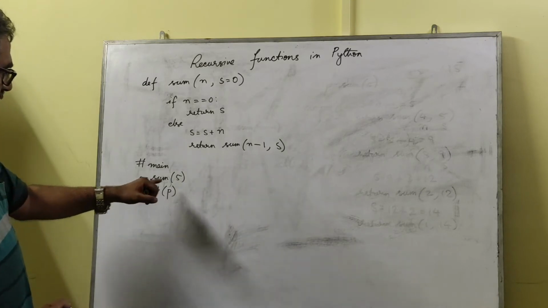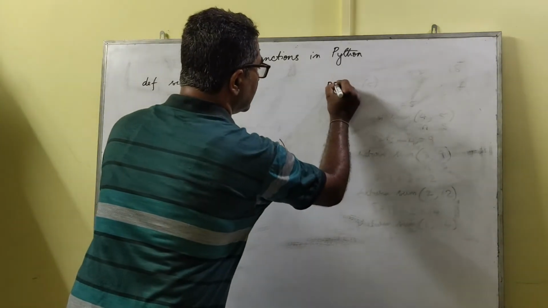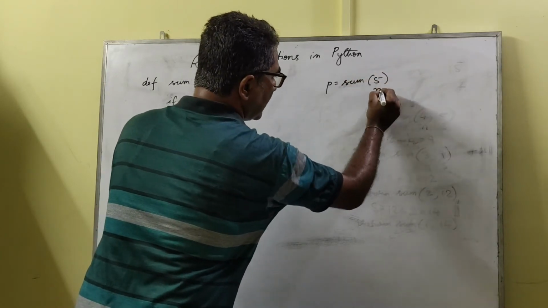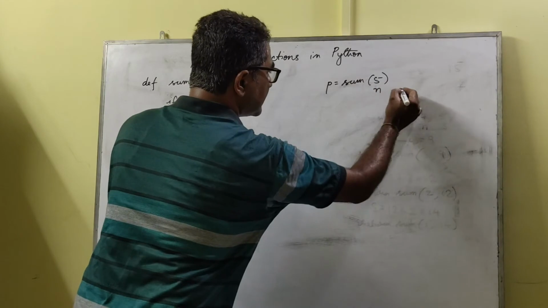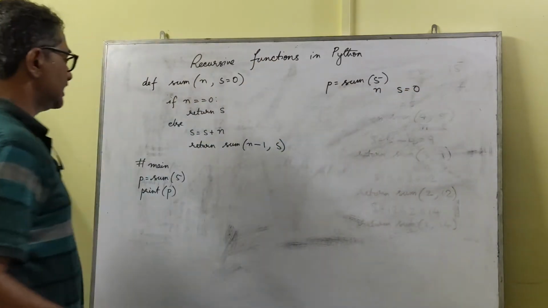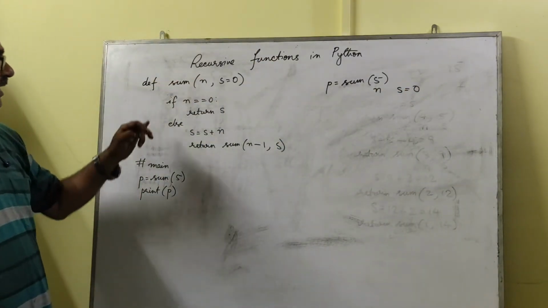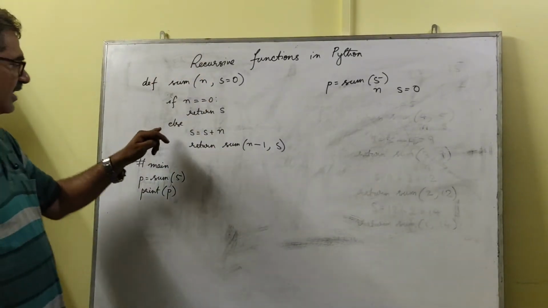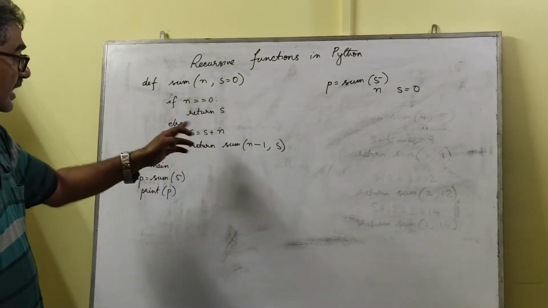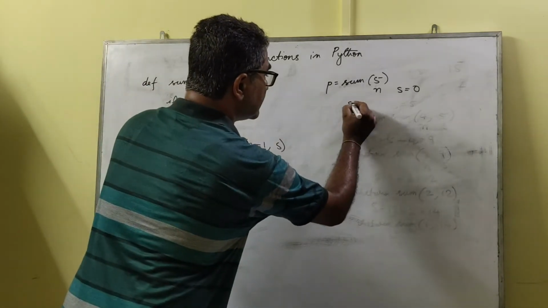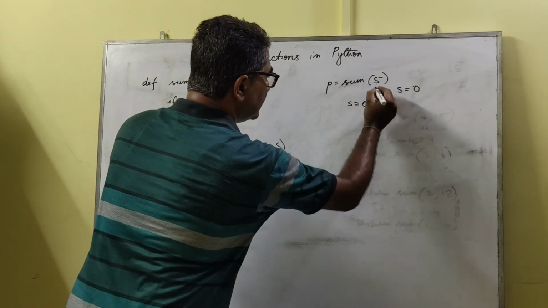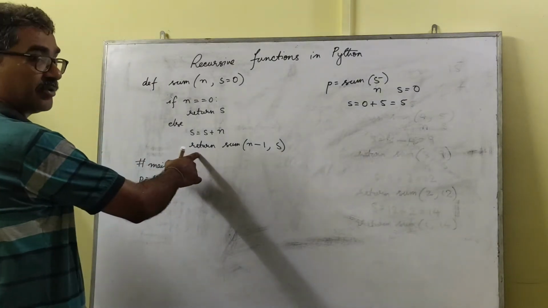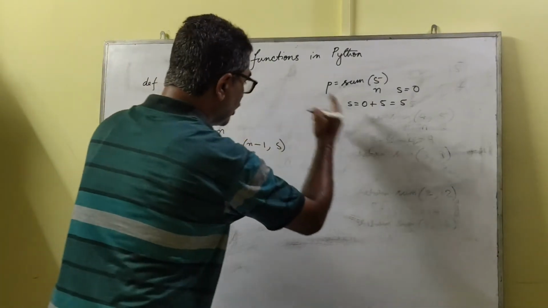So here we have p equal to sum 5. During this call, the value of n is 5, and s, since I did not pass any value, remains 0. That is the default argument. Here, what have I written? If n is 0, no question of n being 0, the value of n is 5. So it directly jumps to the else part. s equal to s plus n. So s, which was 0, plus n, that happens to be 5. And before ending the program, once again I make a call to the same function.